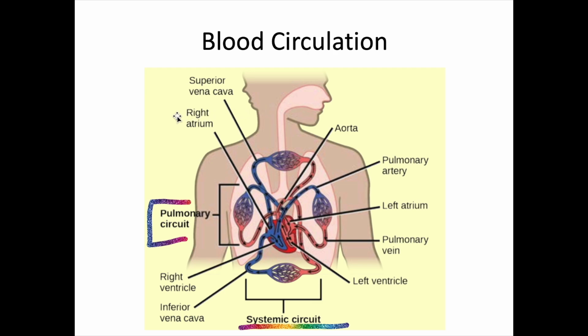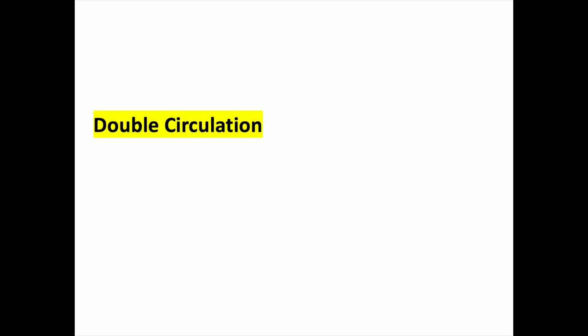I want to point out now that we can divide this whole process into two main circuits. It's kind of like a figure 8. The first circuit is called the pulmonary circuit, which goes from the heart to the lungs and back to the heart. And the other circuit is the systemic circuit, which goes from the heart to the head and the body to deliver oxygen and then back to the heart again. So this is referred to as double circulation because of these two main circuits.